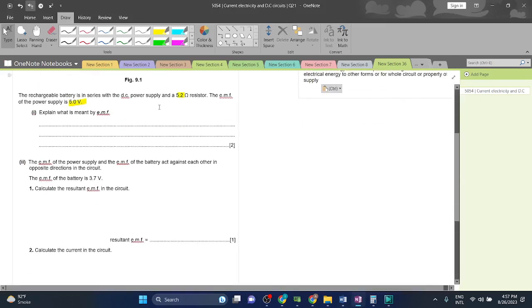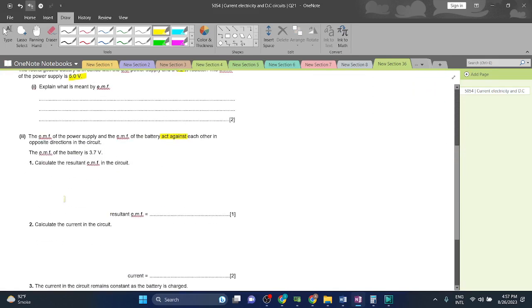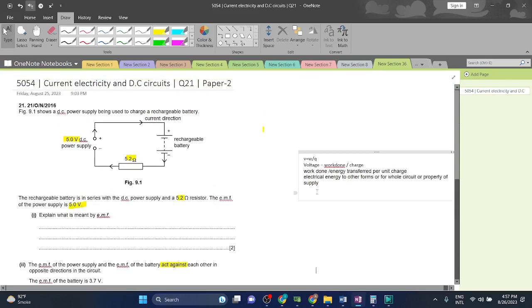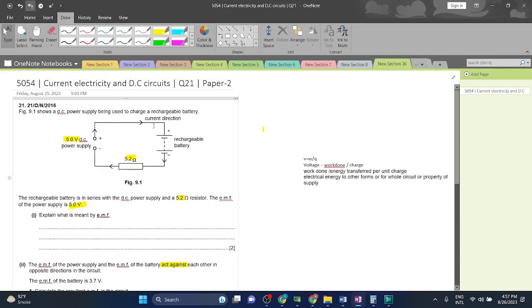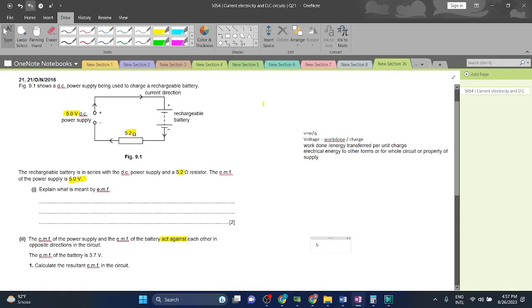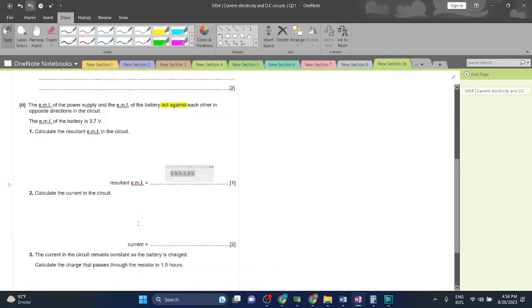The EMF of the power supply and the EMF of the battery act against each other, in the opposite direction in the current. The EMF of the battery is 3.7 volts. Calculate the resultant EMF in the circuit. The resultant EMF will be calculated using the 5 volt DC supply and the 3.7 volt battery EMF. Okay? So we will simply subtract these two values and whatever we get is the answer. So 1.3 volts is the resultant EMF.